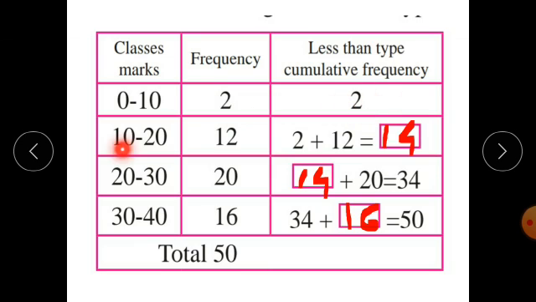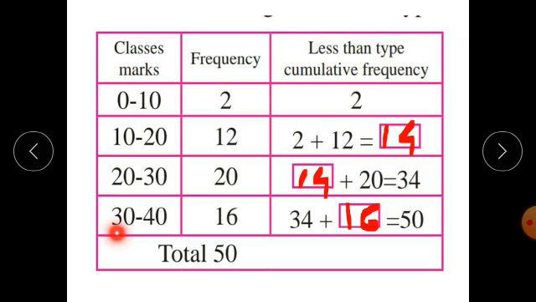Now, for the class 10 to 20, frequency is 12. So, less than type cumulative frequency is 2 plus 12, that is equal to 14. Now, for the class 20 to 30, frequency is 20. So, less than type cumulative frequency is 14 plus 20, equal to 34.